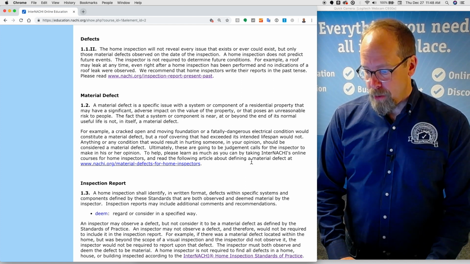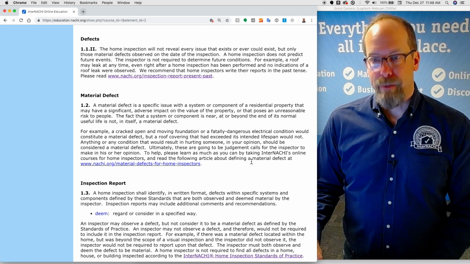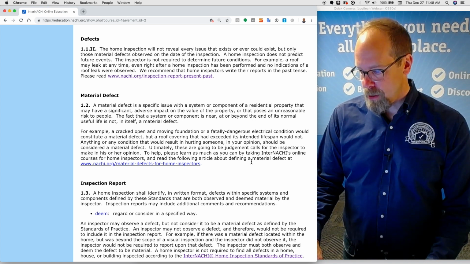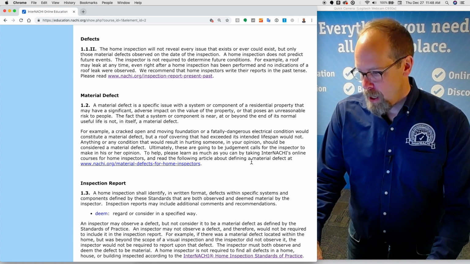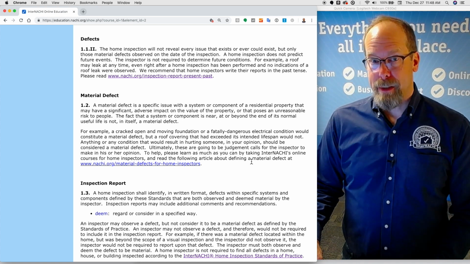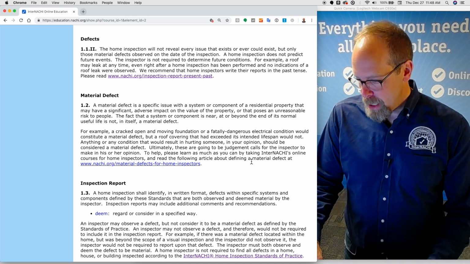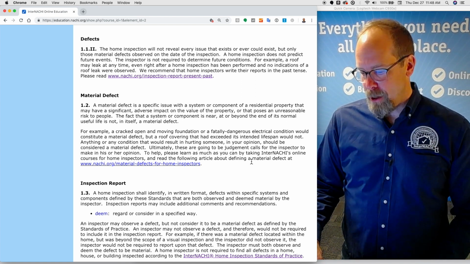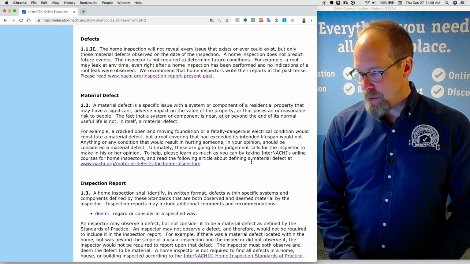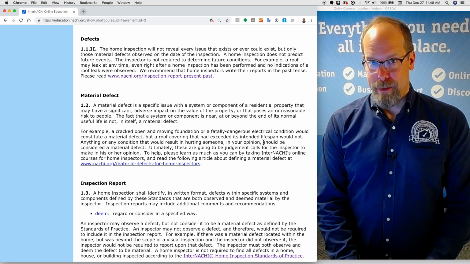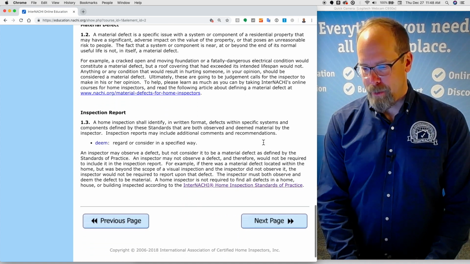Anything or any condition that would result in hurting someone, in your opinion, should be considered a material defect. Ultimately, these are going to be your judgment calls to make, in your opinion. To help, please learn as much as you can by taking InterNACHI's online courses for home inspectors and read the following article about what a material defect is, and click that link there. Let's go to the home inspection report.